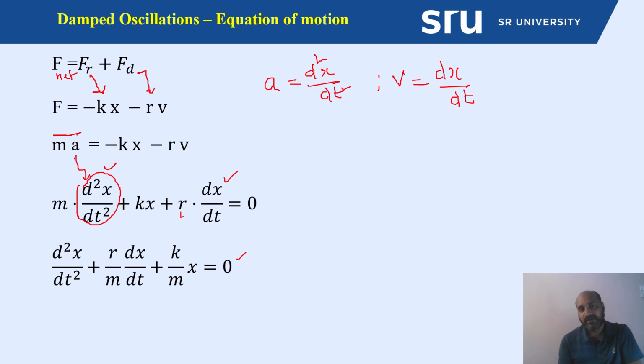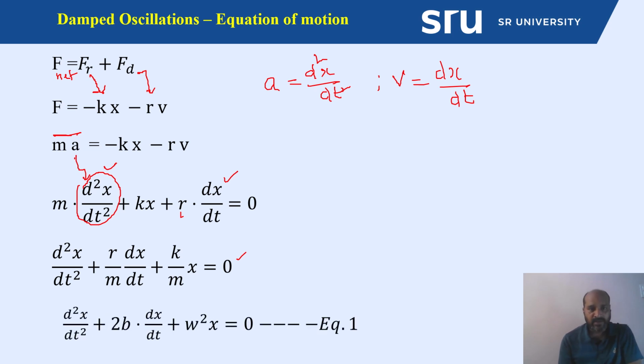So in order to write that in standard form, we just modify this equation for the sake of convenience: d2x by dt square as it is, and for the second term, dx by dt is common as it is. But instead of r by m, I'll replace that with 2b, some constant, and instead of k by m, some constant square, omega square.